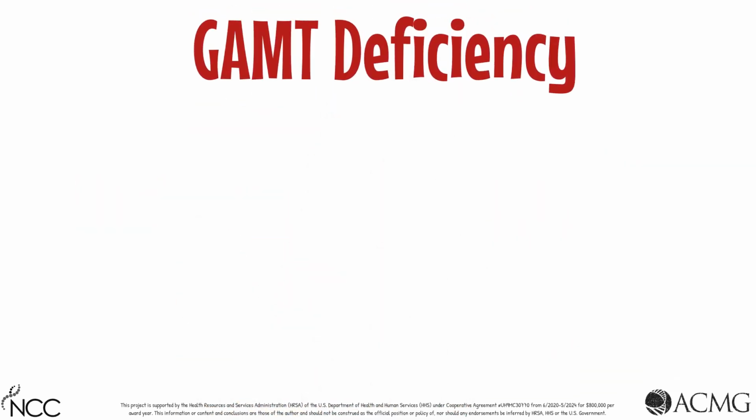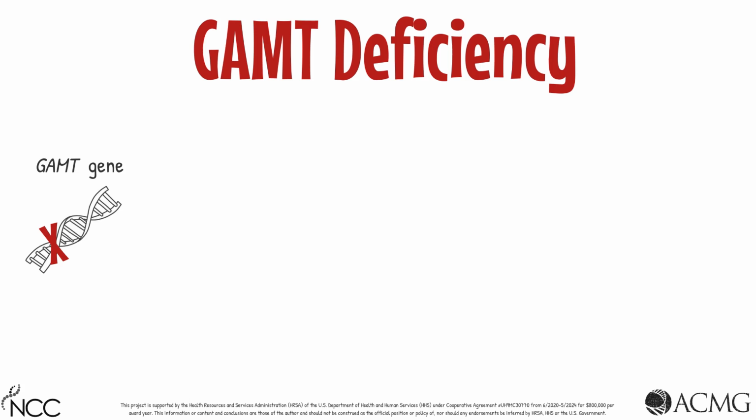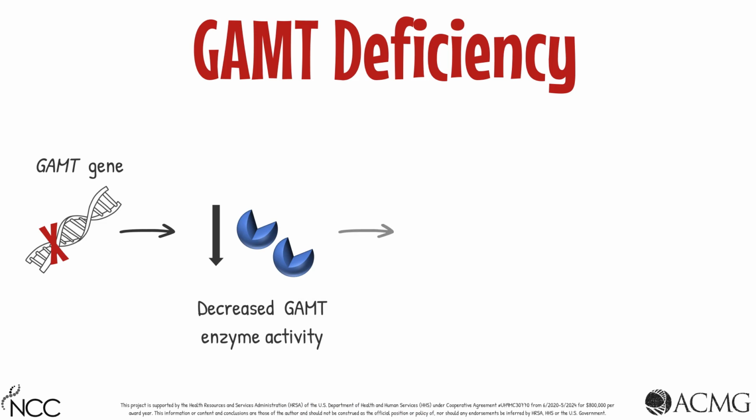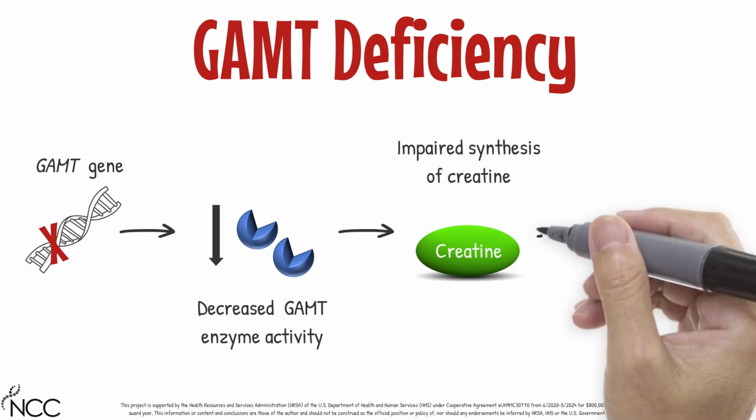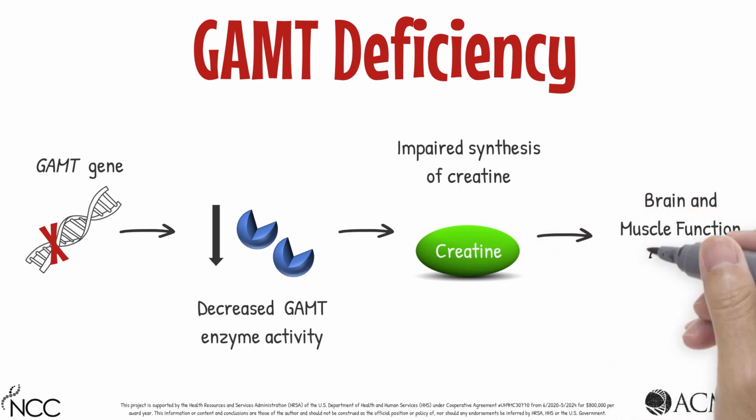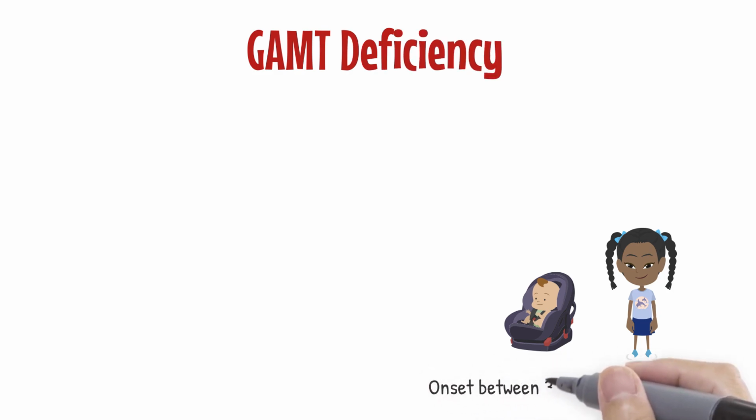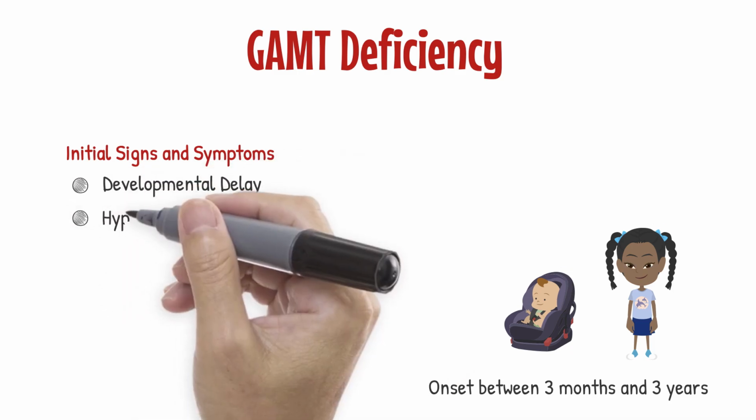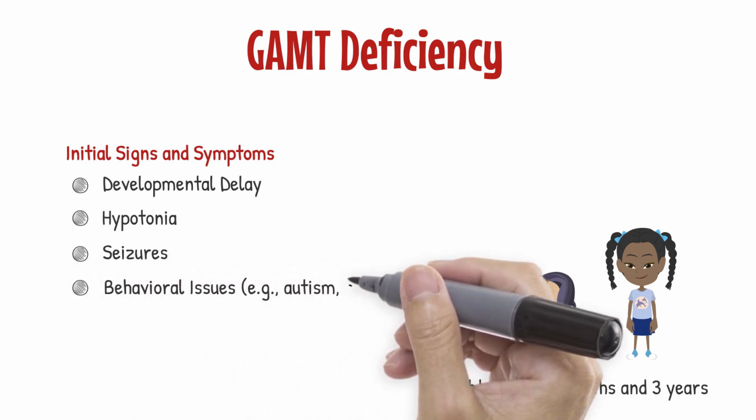GAMT deficiency is a very rare inherited disease caused by pathogenic variants found in the GAMT gene, which leads to a decrease in GAMT enzyme activity. This decreased activity impairs the synthesis of creatine. Without creatine, the body is unable to use and to store energy, and this affects brain and muscle function. The age of onset for GAMT deficiency is typically between 3 months and 3 years of age. Initial signs and symptoms include developmental delays, hypotonia, seizures, and behavioral issues such as autism and self-injurious behaviors.